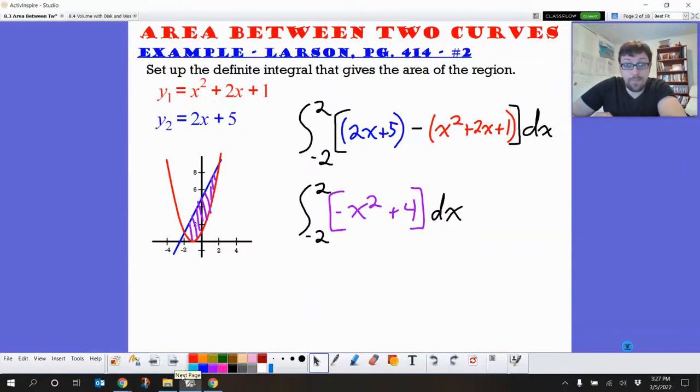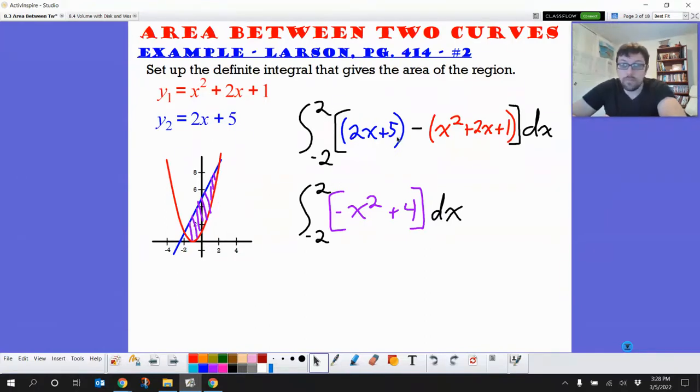You can see it happening in action with this problem. This blue line is our top function, so we write that one in first. The red curve is our bottom function, so we do top minus the bottom. Then we check where those two curves intersect. So the blue and the red meet here at the x value of -2, and then they meet again over here at the positive value of 2. So we're finding the integral from -2 to 2.